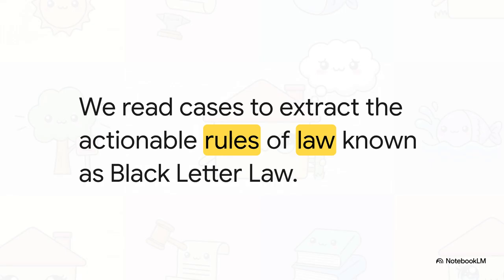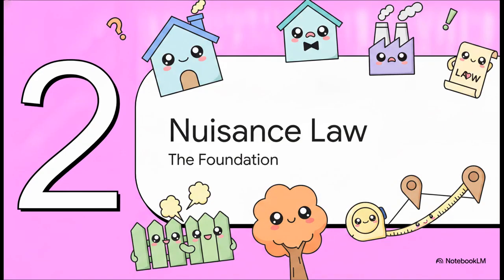It's the skill of looking at a super specific scenario, like, say, a 1905 copper smelter blowing smoke, and figuring out what universal legal rule the judge applied to solve that exact problem. And as we go through our assigned cases today, that is exactly what we're going to be doing, hunting for that black-letter law. Moving on to Section 2, Overview of Nuisance Law, the foundation.